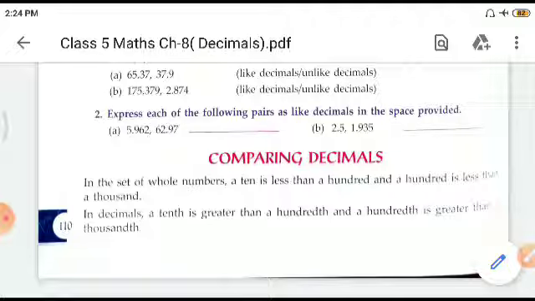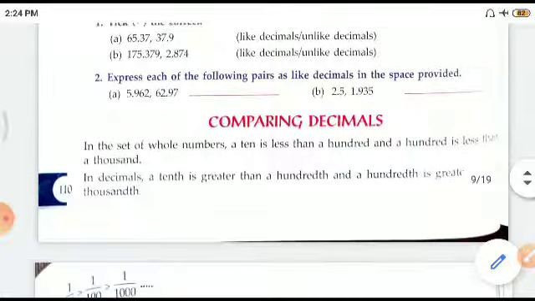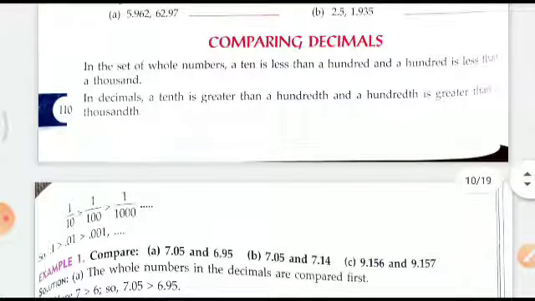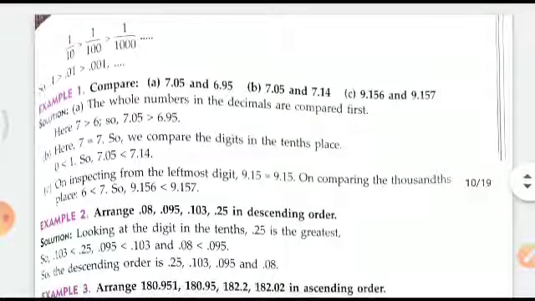Now comparing decimals. In the set of whole numbers, 10 is less than 100 and 100 is less than 1000. In decimals, a tenth is greater than a hundredth and a hundredth is greater than a thousandth, right? Now if we compare 7.05 and 6.95, 7 is greater than 6. So 7.05 is greater than 6.95.